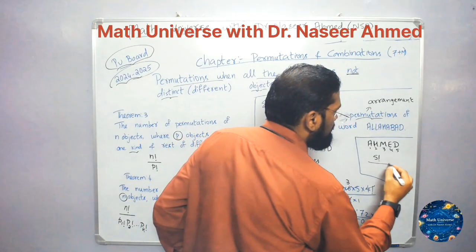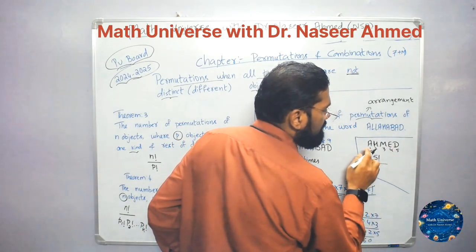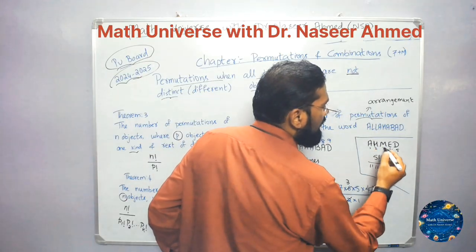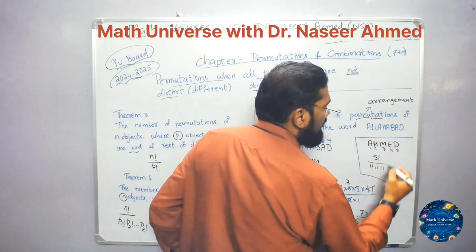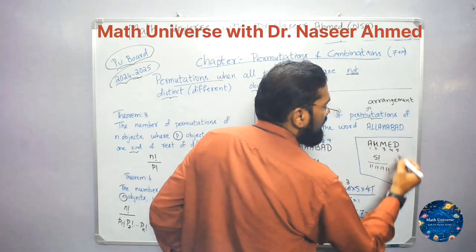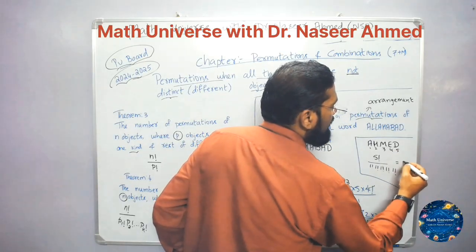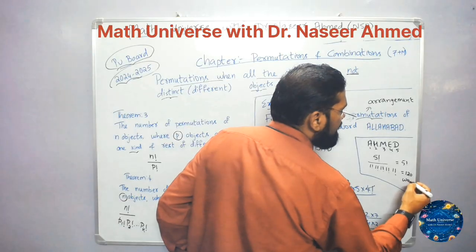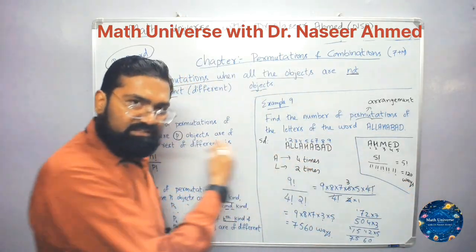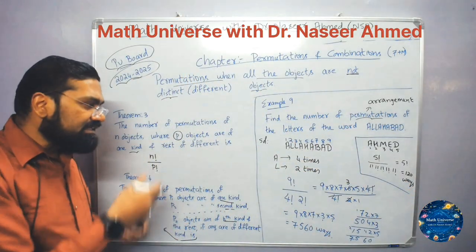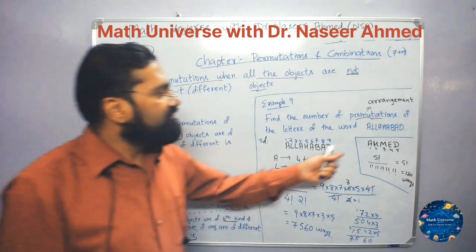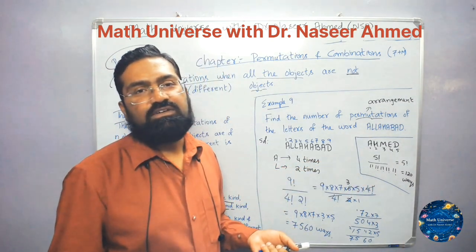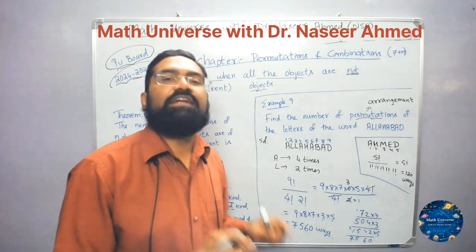So I can also say it's divided by, for A, since A is only once, 1 factorial. H is only once, again 1 factorial. M is only once, again 1 factorial. E is only once, again 1 factorial. D is only once, again 1 factorial. Again I'll get 5 factorial, which is 120 ways. So there also we can think of applying this logic, but since none of the letters are repeated, it is divided by 1 factorial. And 1 factorial is 1 itself, so there is nothing to divide.